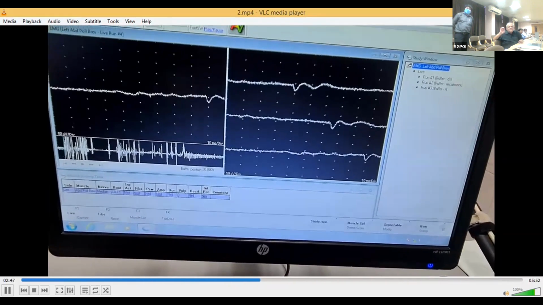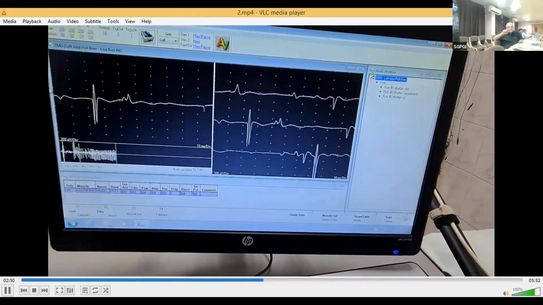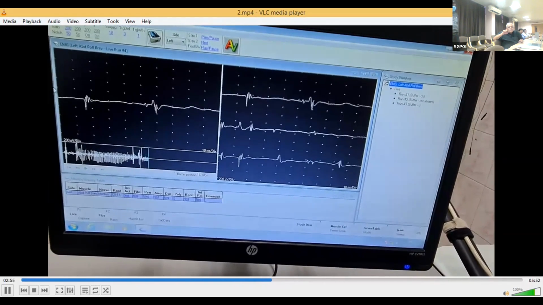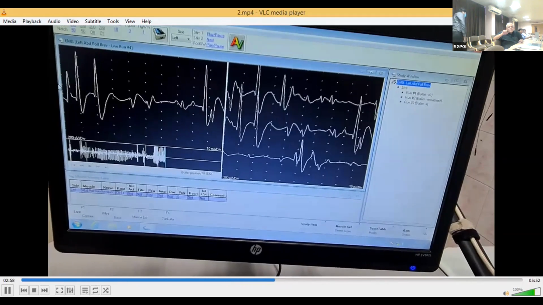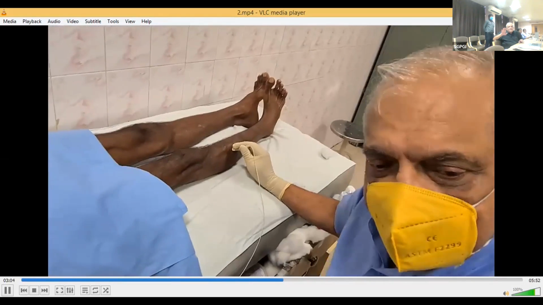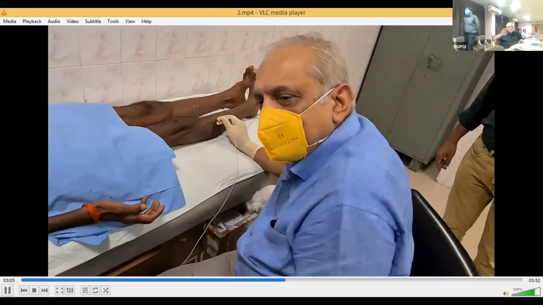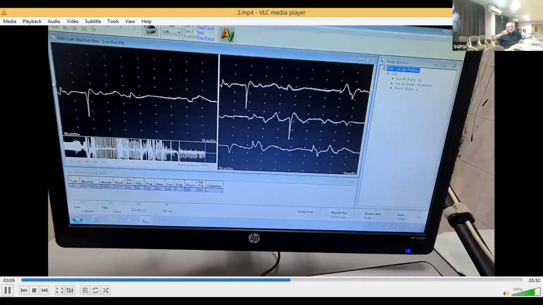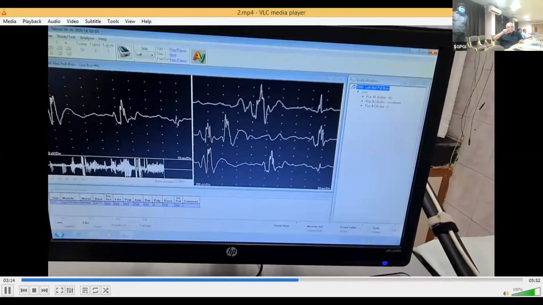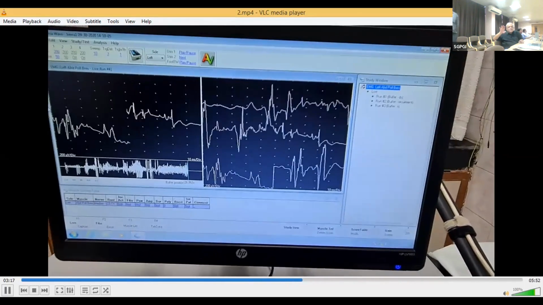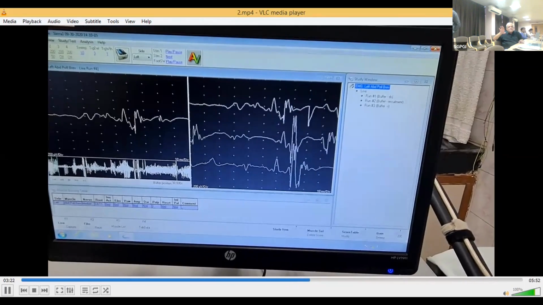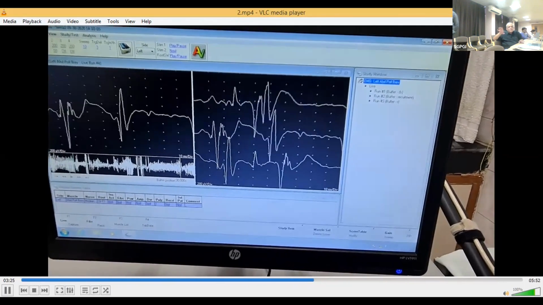It was said that they come easily. So you can see, these are motor units. Now, long duration polyphasic. Tibialis anterior, fibrillation sharp wave also coming here. These are long duration polyphasic. Fibrillation sharp wave. Long duration. These are long duration polyphasic.